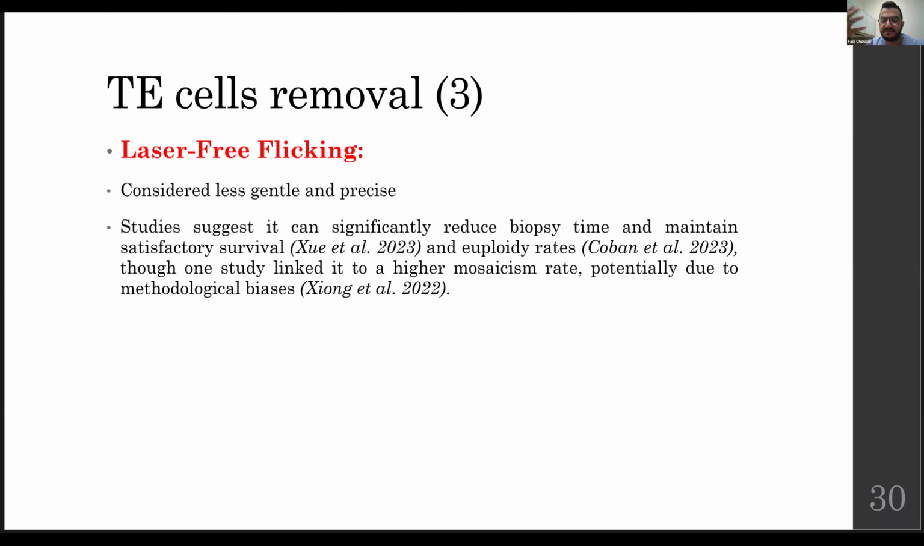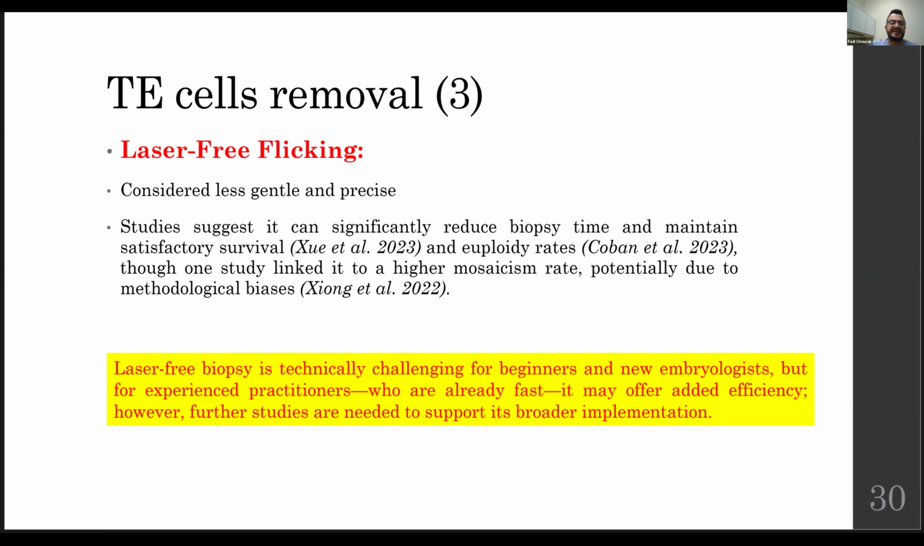A recent trend now is laser-free flicking, without using few shots of laser, which is considered gentle and precise. Studies suggest it can significantly reduce the biopsy time and maintain satisfactory survival and euploidy rates. Yet one study linked it to a higher mosaicism rate. So laser-free biopsy is technically challenging for beginners and new embryologists, but for experienced practitioners who are already fast, it may offer added efficiency. However, further studies are needed to support its broader implementation.